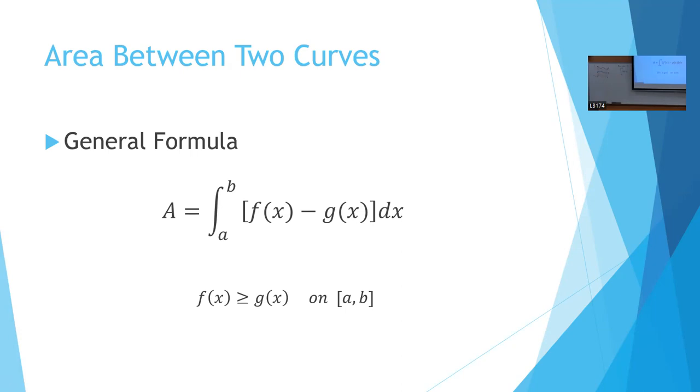And that's the general formula that I just had. If I want to find the area between two curves, F and G, where F is always above G on some closed interval, then I integrate along that closed interval F of X minus G of X with respect to X. Okay.